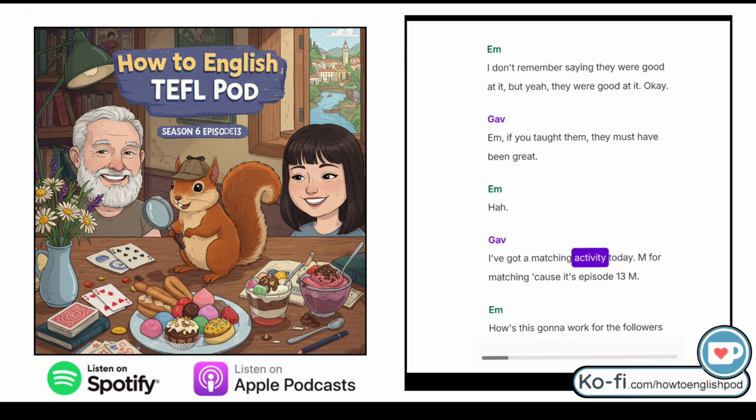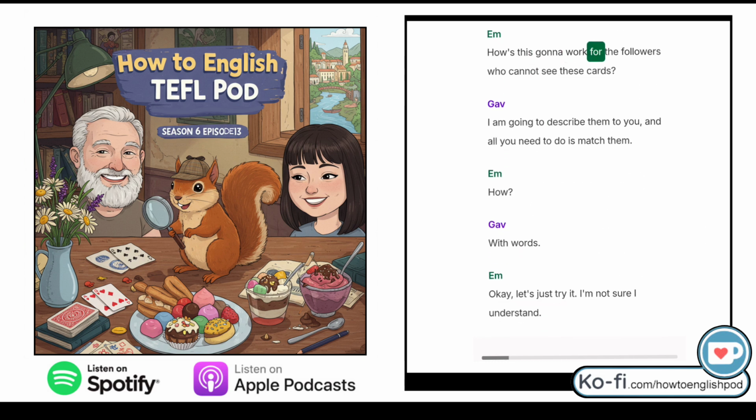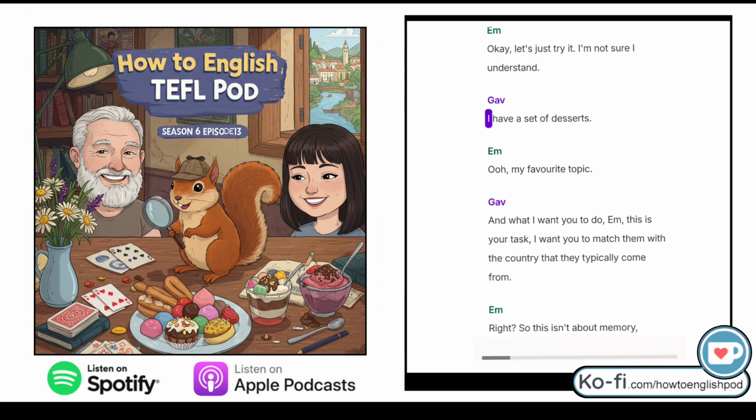I've got a matching activity today, M for matching, because it's episode 13, M. How's this going to work for the followers who cannot see these cards? I am going to describe them to you, and all you need to do is match them. How? With words. Okay, let's just try it. I'm not sure I understand.